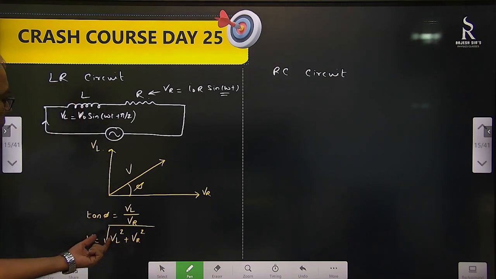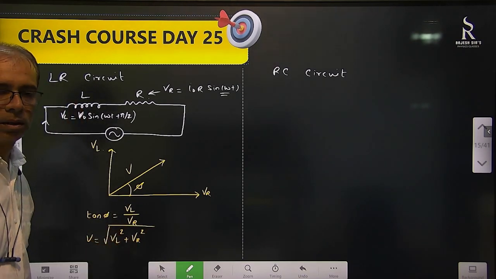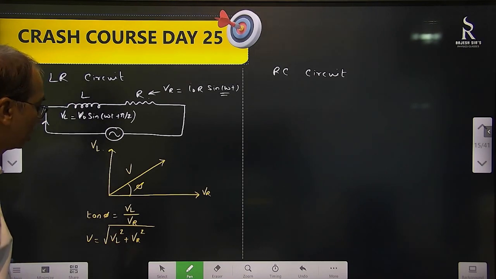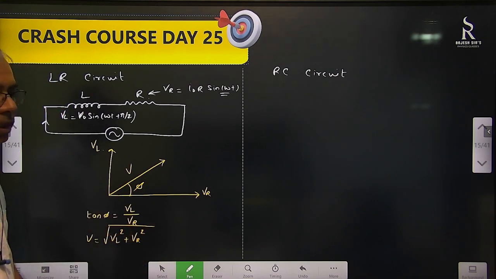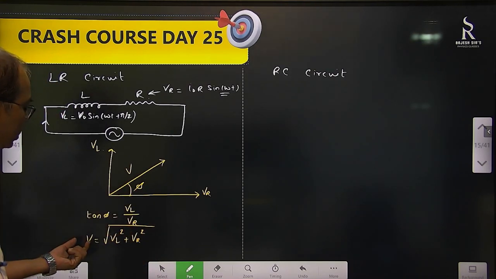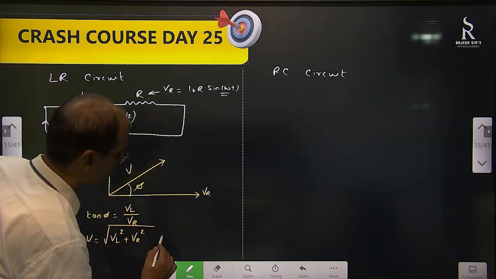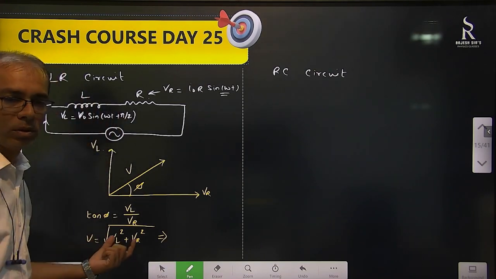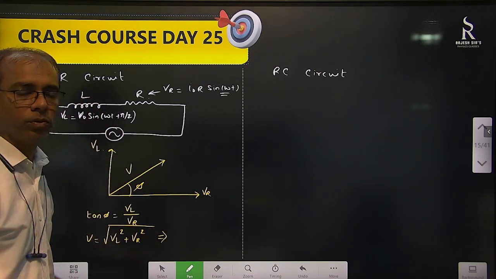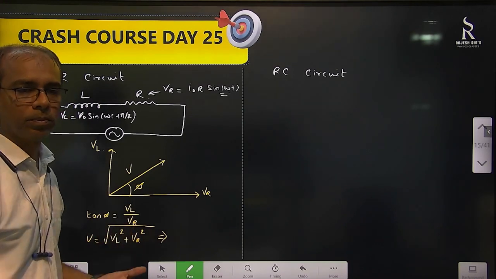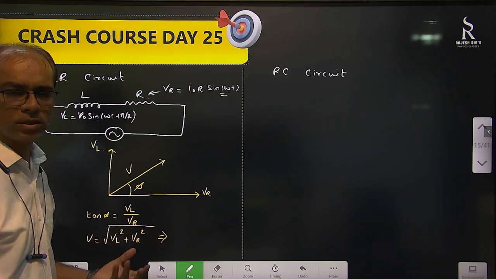Okay. V's value is VL square plus VR square, correct? Now, if we want to know the net resistance of this, we can find it in the same way. This V is only the magnitude. We can write this V in terms of maximum current or in terms of RMS current, it's our wish.